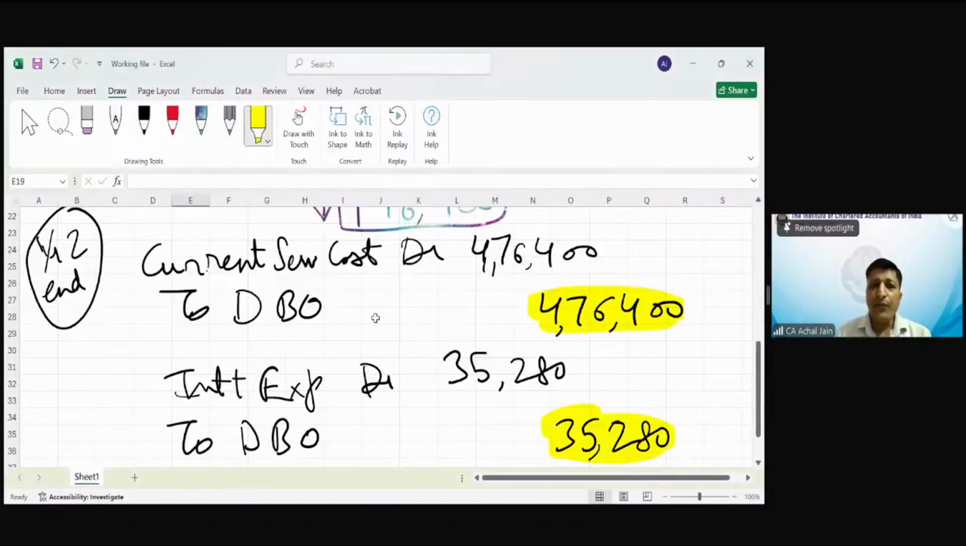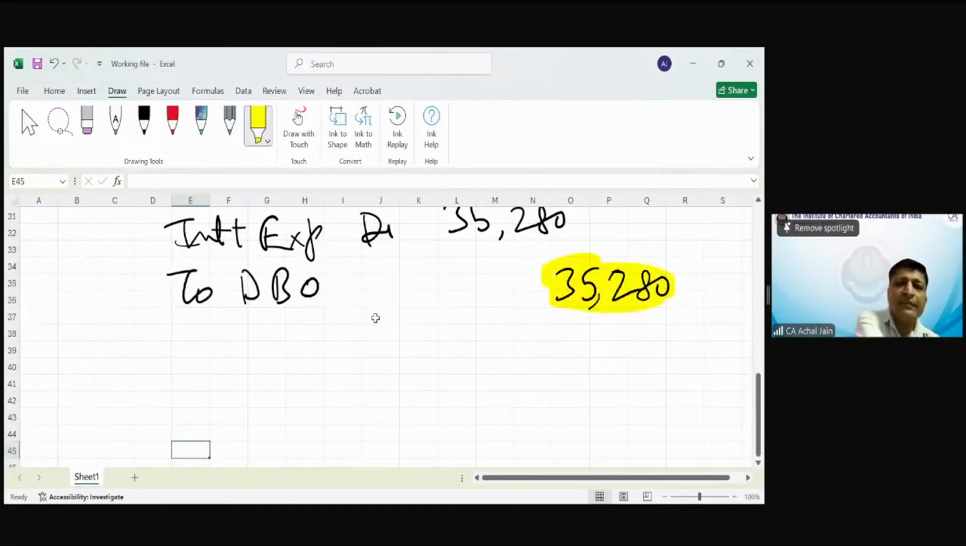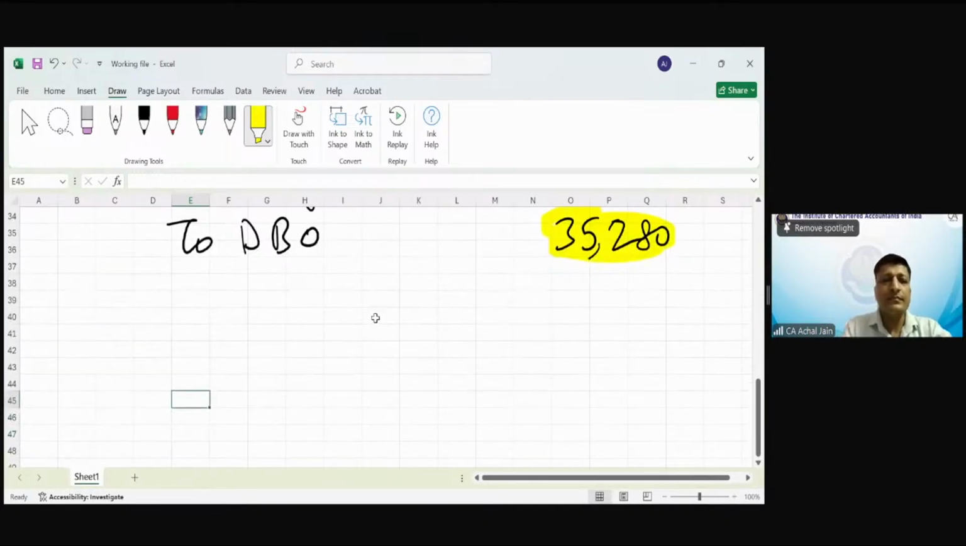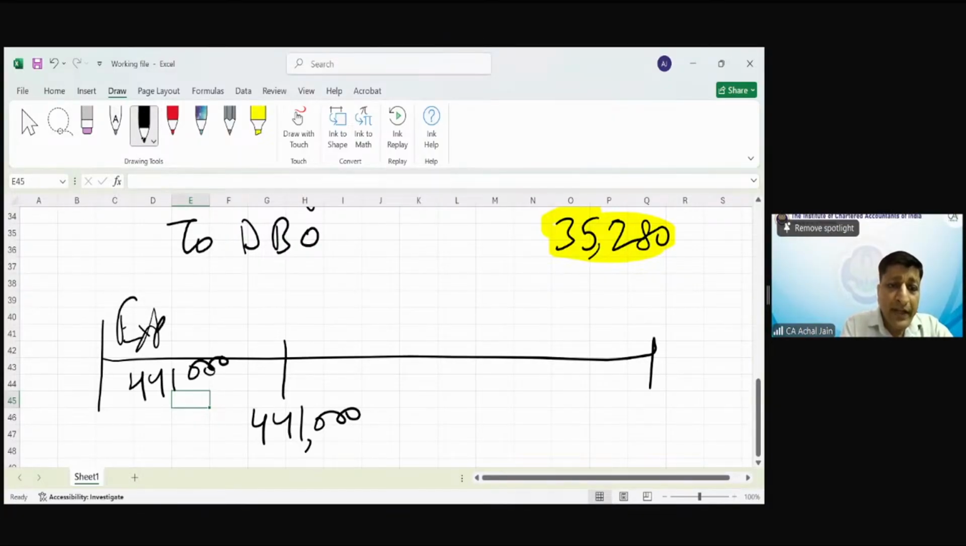So at the end of first year, Nidhi, what was the amount of outstanding liability? 4,41,000. At the end of first year, you had 4,41,000. Now, this 4,41,000 was your liability because there was an expense in the first year. Correct?